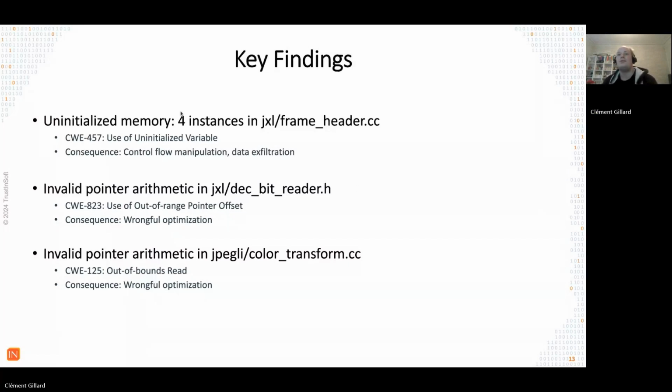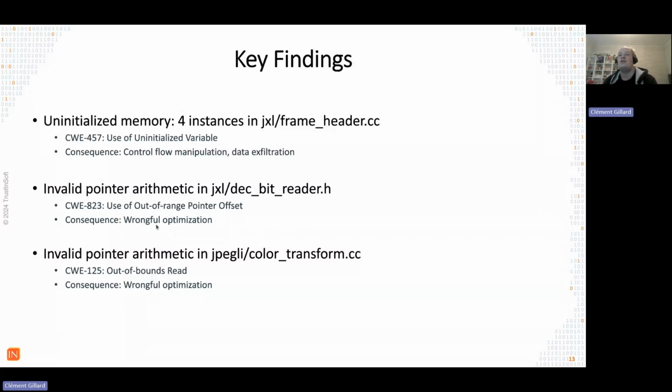We found one instance of invalid pointer arithmetic in JXL. Remember, this was the end -8 pointer. So even with the wrong order of operation, there might not even be 8 bytes to remove from the end. So completely nonsensical, very wrong assumptions on the behalf of the developers. This is an instance of CWE 823, use of an out-of-range pointer offset. And here the consequence would be a wrongful optimization. The compiler might make an assumption about the code that is wrong, and so make optimizations on the code that might not be the ones that are expected by the developer.